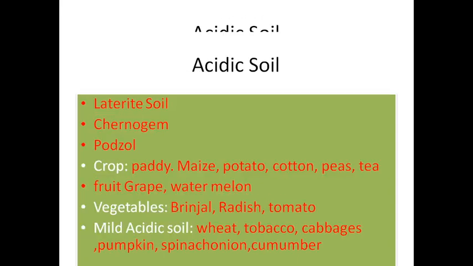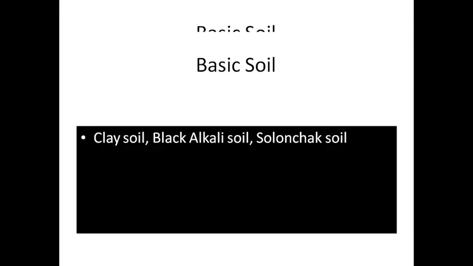A few examples of acidic soil: laterite soil, podzol soil and so on are examples of acidic soil. Acidic soil is very good for tea plantation, paddy cultivation, potatoes, cotton, watermelon, cucumber, tomato, cabbages, pumpkin, all these things. So we can easily go for the cultivation and manage the acidic soil. And a few examples of basic soil: clay soil, black soil, black alkali soil. Cholumchak is a very good example of basic soil.